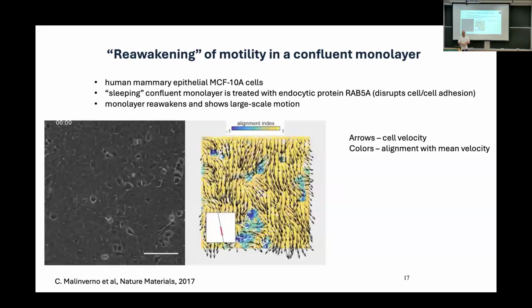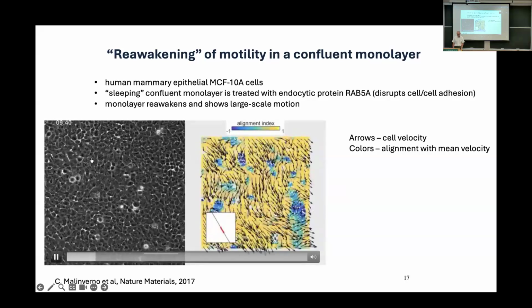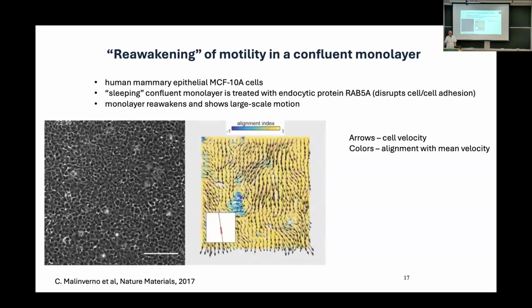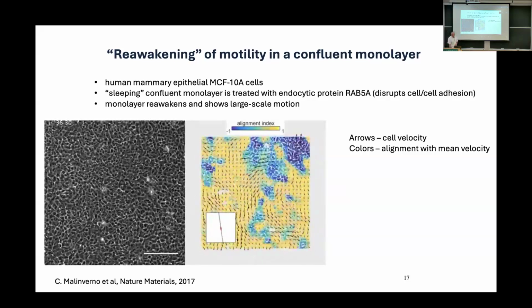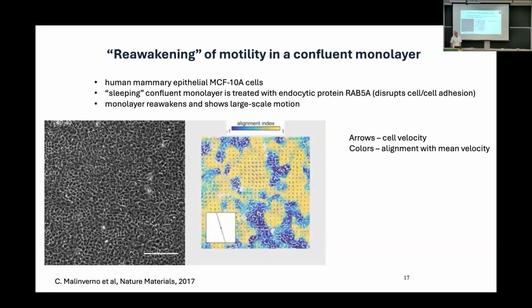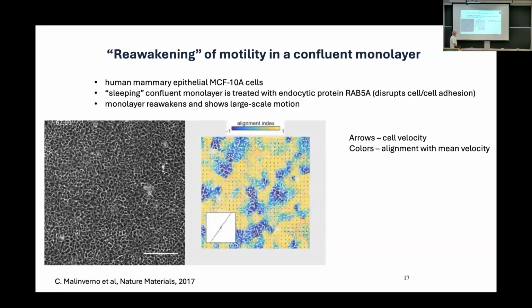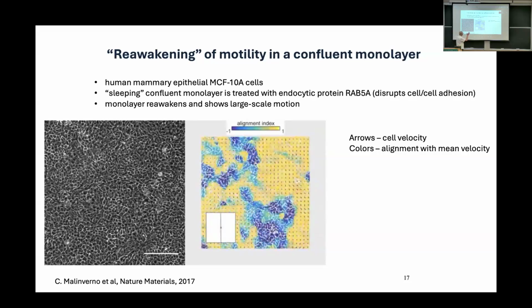The cells are strongly in contact, and the layer was treated with an endocytic protein, RAB5A, which disrupts cell-cell adhesion. Even though the cells don't move, they are still polarized. If you disrupt cell-cell adhesion, they want to move, and they will move. What they observed was the onset of large-scale migration. The whole layer starts to move collectively, and then it stops again when cells develop cell-cell adhesion again. It takes about a couple of hours before it stops.